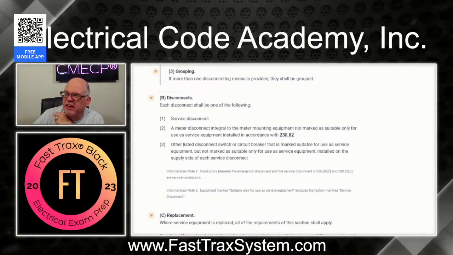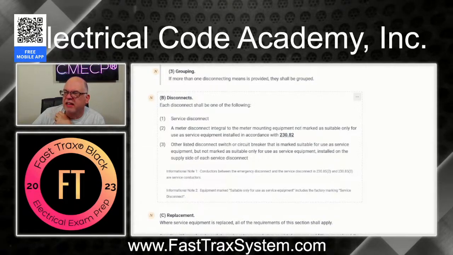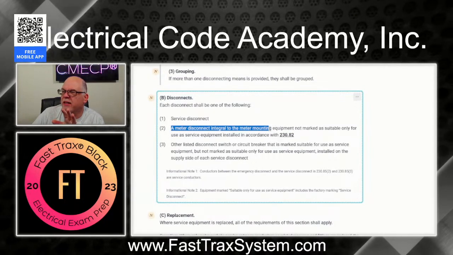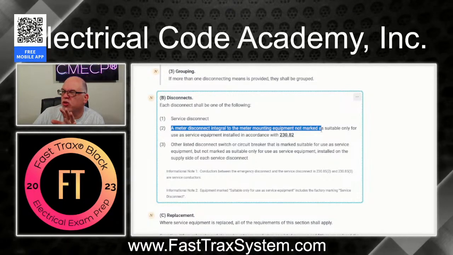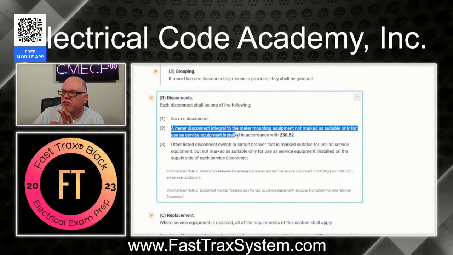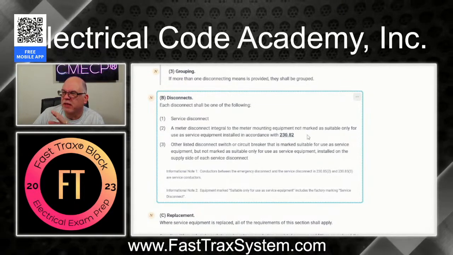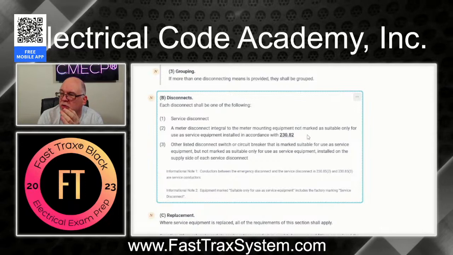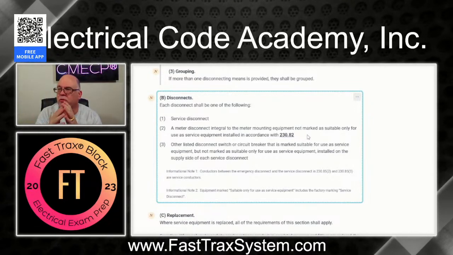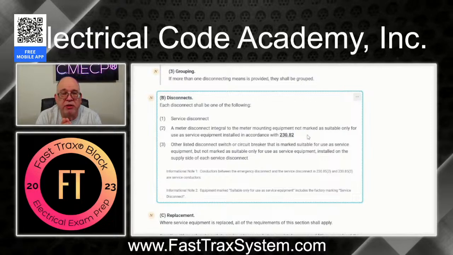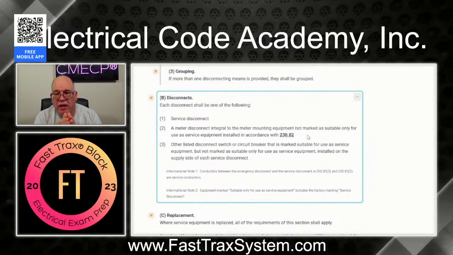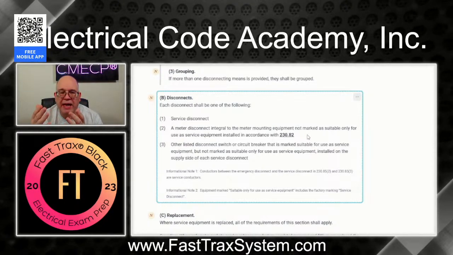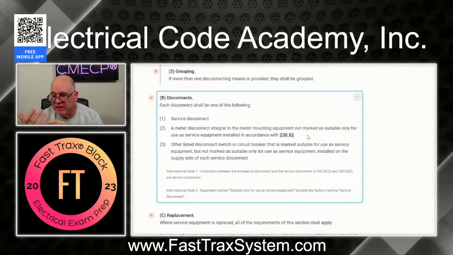Okay, so let's look at the next option. The next option is a meter disconnect that is integral to a meter-mounted equipment not marked as suitable only for use as service equipment, installed in accordance with 230.82. So I could have a meter disconnect that is integral to the meter mount equipment. So it's all integral, and it is really just a meter disconnect. That is it. Right? Now, don't confuse the meter disconnect with a bypass, right? If you go to Millbank, you can learn a lot about the difference between a disconnect and a bypass.